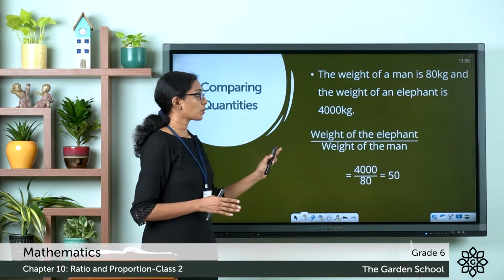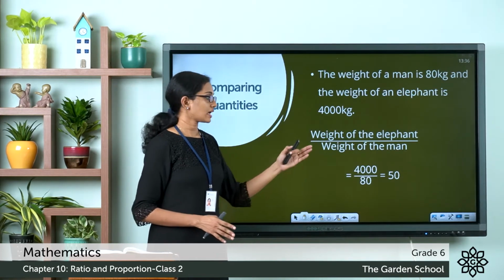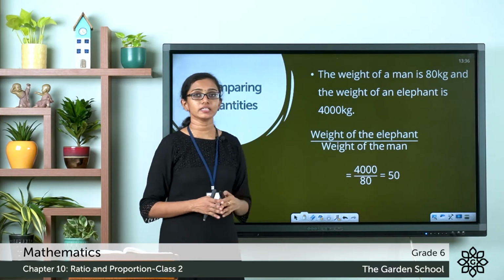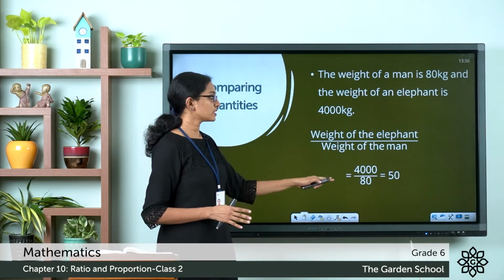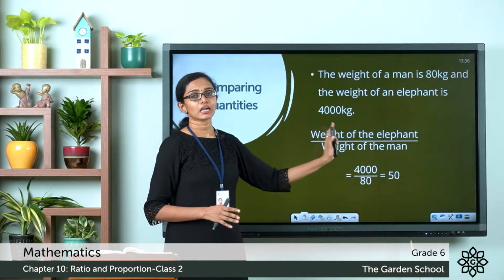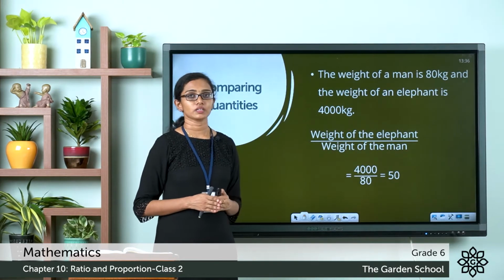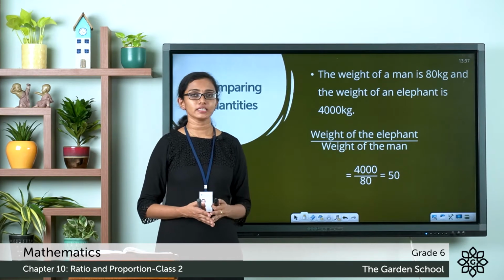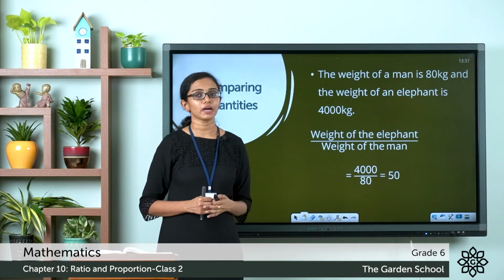It would be weight of the elephant by weight of the man. That is 4000 by 80, which is equal to 50. So this means that the elephant is 50 times heavier than the man, which is a better way of comparison. So when we compare quantities by dividing one quantity by the other, it is called comparison by division.